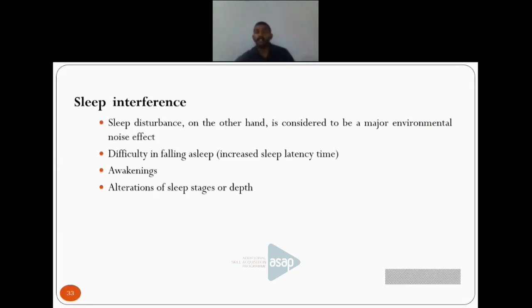And next is awakening. If there is higher noise, such as a train passing, surely he will wake up and his sleep may get disturbed. The next is the alteration of sleep stages or depth. If you get a good environment to sleep, we can sleep comfortably without any disturbance, and the sleep will be comfortable. If there is any disturbance, surely the depth of sleep will get reduced.